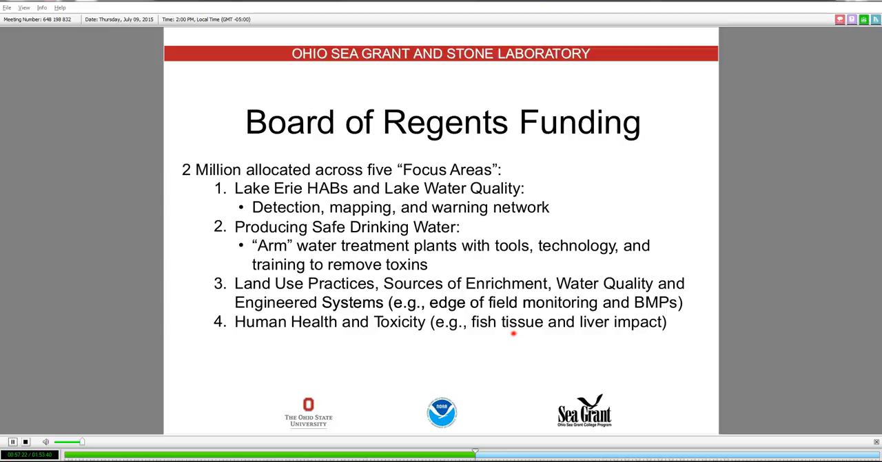The 5th and final focus area that we have is economics and policy. When we try to make these changes based on land use practices, edge of field monitoring, and placement of BMPs, how can we make these projects hit the ground? How can we make them feasible as far as the funding to support them, and also inform policy based on the findings from these 4 previous focus areas?